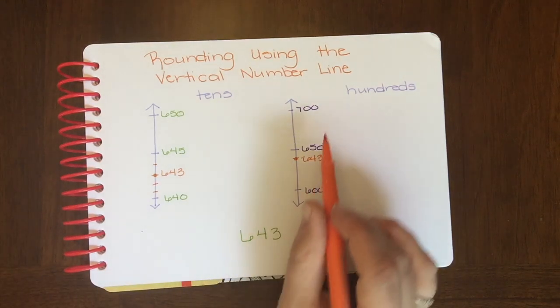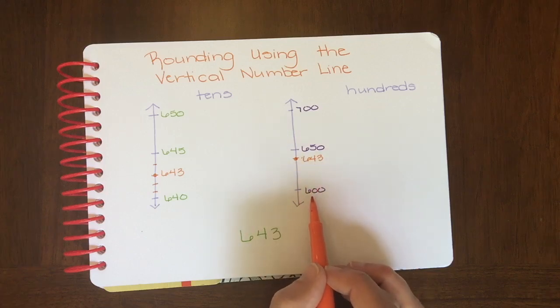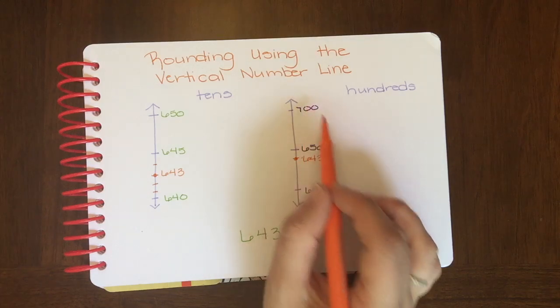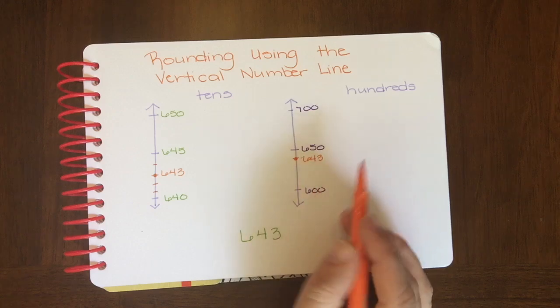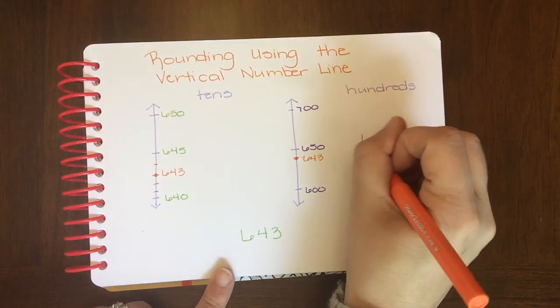Now it's clear to see here on the hundreds that 643 is closer to 600 than it is to 700. It's also below 650, which shows me that 643 rounded to the nearest hundred would be 600.